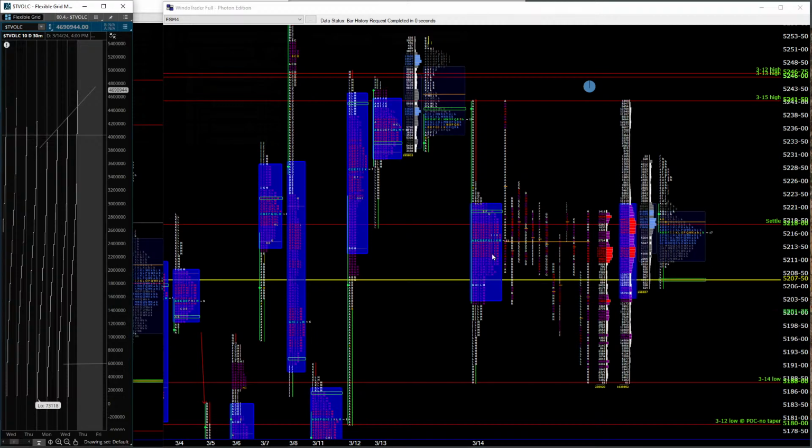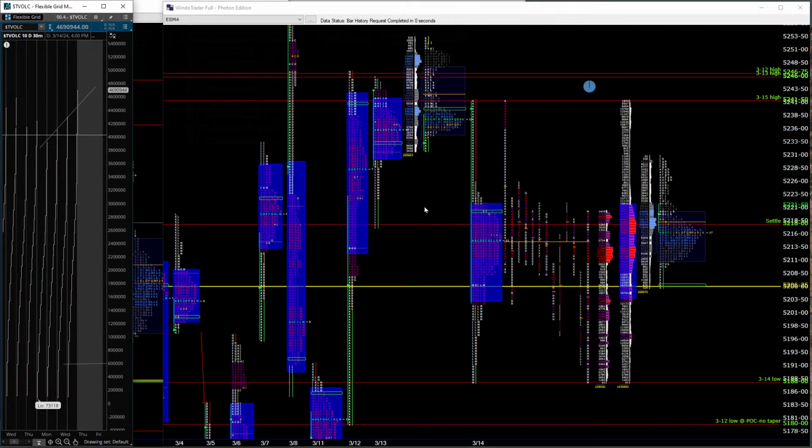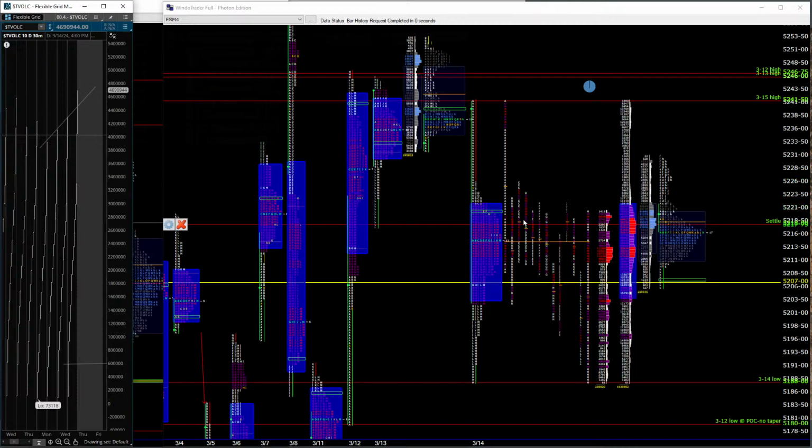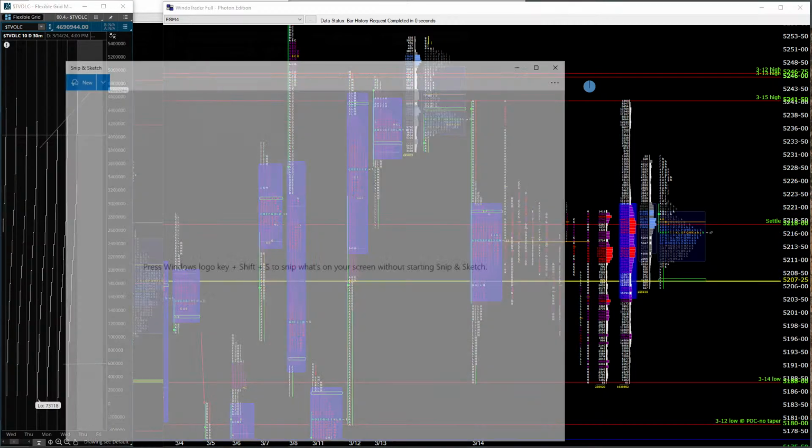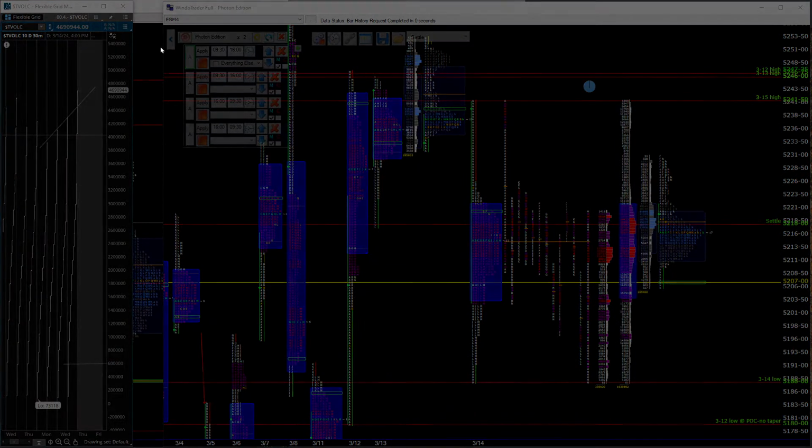The pressure is to the downside. Value is lower relative to yesterday. But if I put these two together, it's still overlapping to lower, right? But it's still negative. That's the thing. It's still negative. This area here is what concerns me.